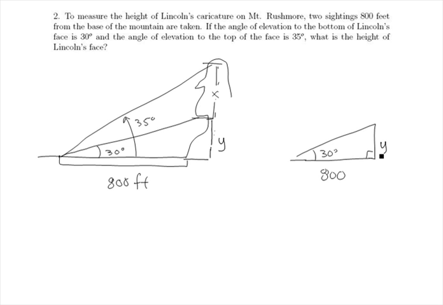And then we have another triangle, which the angle here is 35 degrees. This distance is still 800, and the total length of the opposite side is x plus y. So what we're going to do is use the first triangle that we drew to find what y is, and then once we know what y is, we'll be able to find an equation that allows us to solve for x. So let's start with that first triangle.